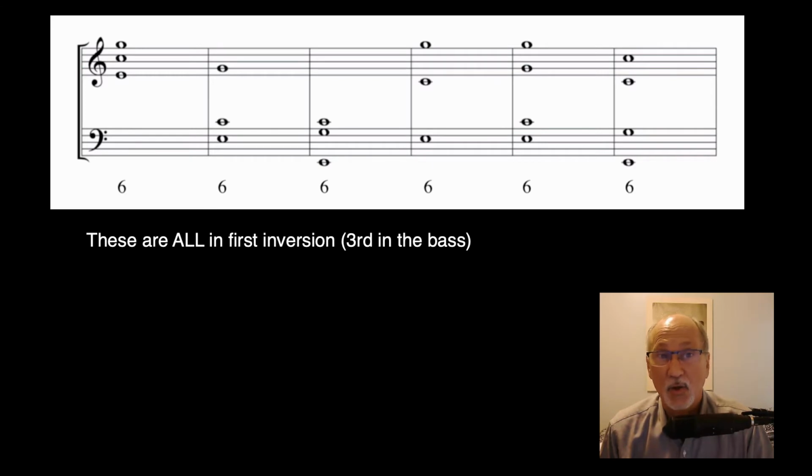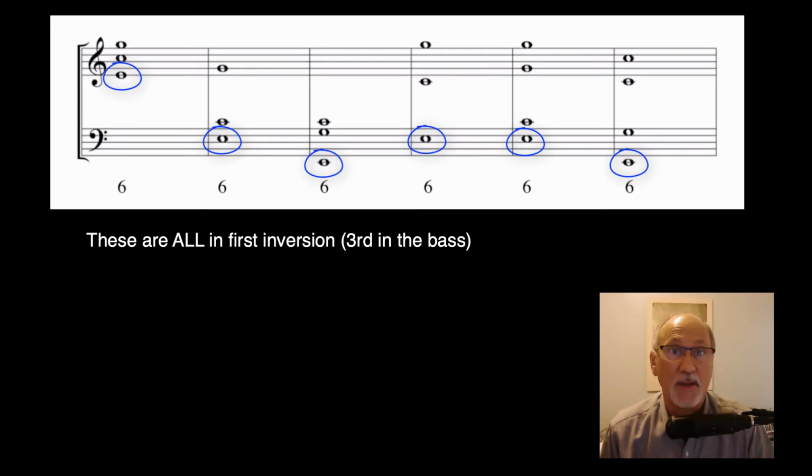Now, remember, the only criterion for determining that a triad is in first inversion is that the third of the chord must be the lowest voice in the bass. And those other notes really can be anywhere. They can be voiced anywhere above this lowest third.